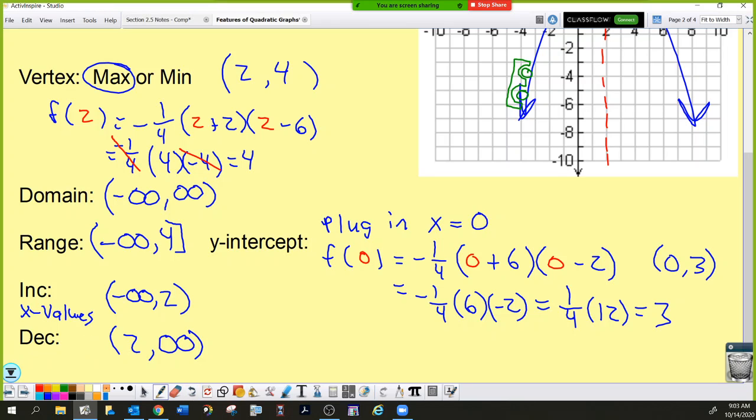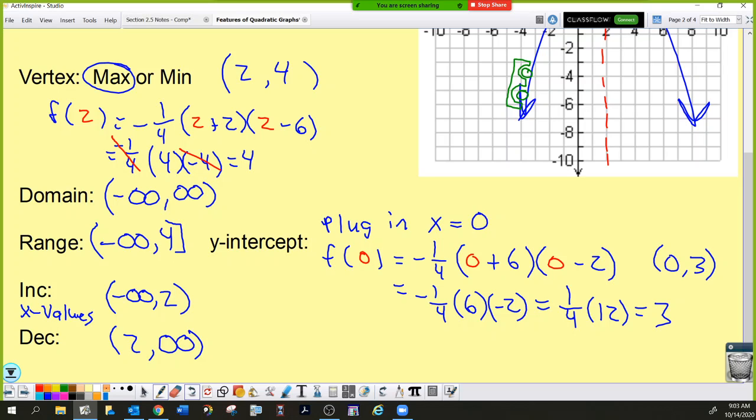Okay, what does it mean by increasing and decreasing? Increasing and decreasing describes what the graph is doing on the x values. So this negative infinity to 2 for increasing says x is less than 2 if you were going to use inequalities. So it says when x is smaller than 2, my graph is increasing.